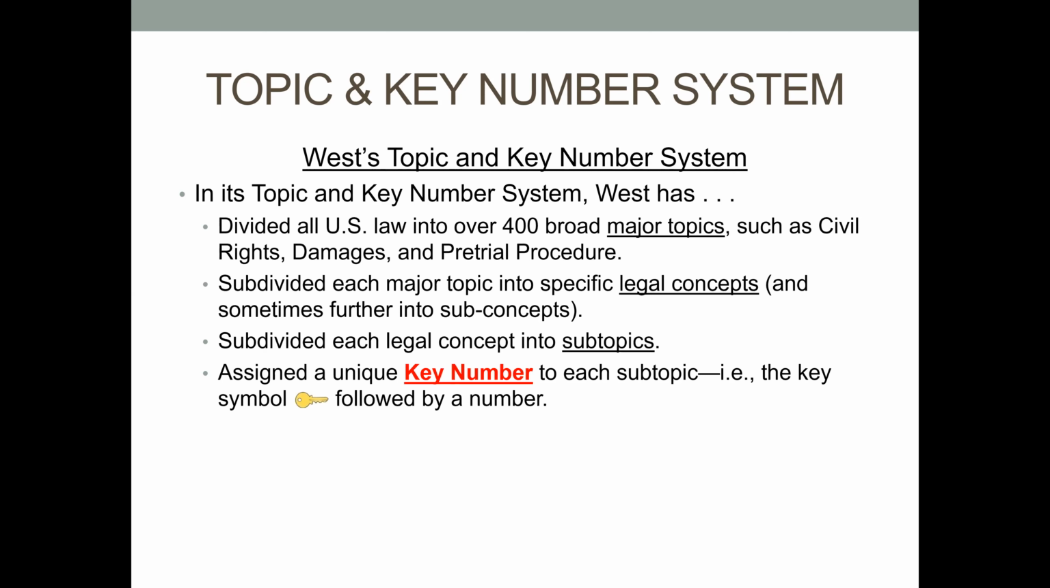West assigned each subtopic within any given major topic its own identifying key number. It's represented in the West materials by a symbol resembling a key followed by a number. And so that is a unique identifying number for a particular tiny subtopic within one of the 400 huge topics that West has divided all of American law into.